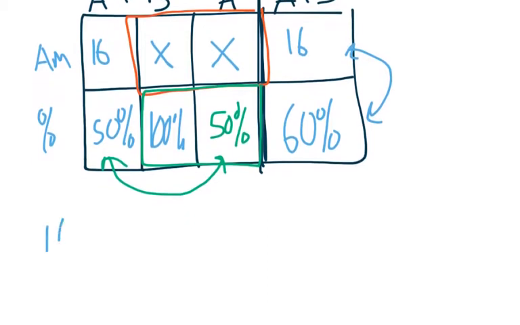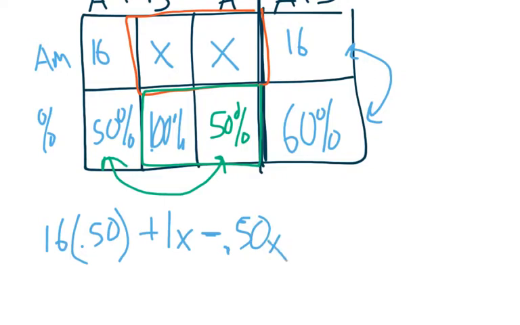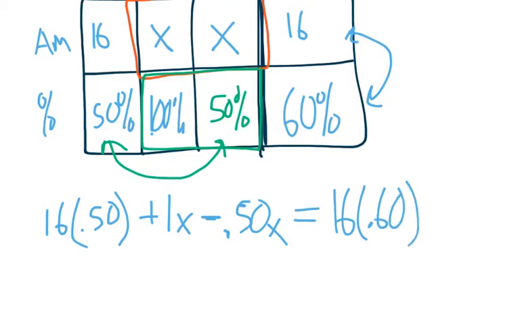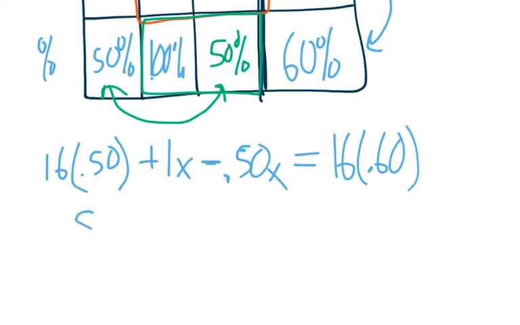So I will get 16 times 0.50 for 50% plus 1x, so 100%, 1x, minus, now keep in mind that's going to be a minus here, 0.5x is equal to 16 times 0.60. All right, so let's crunch some numbers. So we have 8 plus, and then 1 minus 0.5 is 0.5x is equal to 16 times 0.6. That's going to be 9.6.